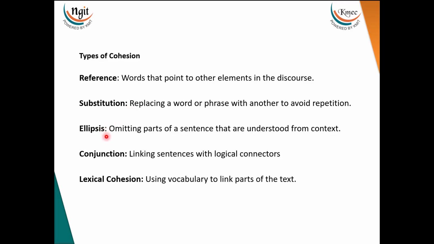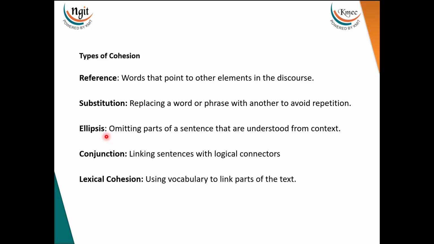Then we talk about ellipsis. Ellipsis is omitting parts of a sentence that are understood from context. For example, if I say, "Do you want tea or coffee?" and the answer, let us say, is "Tea." So that is omitting the parts of a sentence that are understood from the context.